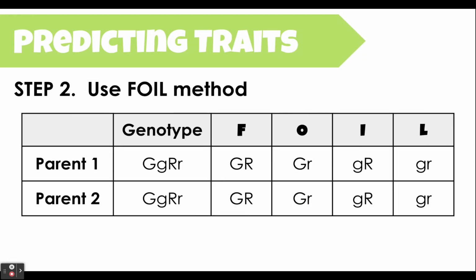Step 2 is we're going to use the FOIL method: first, outer, inner, last. That is going to come up with all the possible combinations of alleles between these 2 different genes in each parent. So you make sure you FOIL for parent 1, FOIL for parent 2. Because both parents have the same genotype, you really only have to FOIL once here. So the F would be big G, big R. The O is big G, little r. I is little g, big R. L is little g, little r.